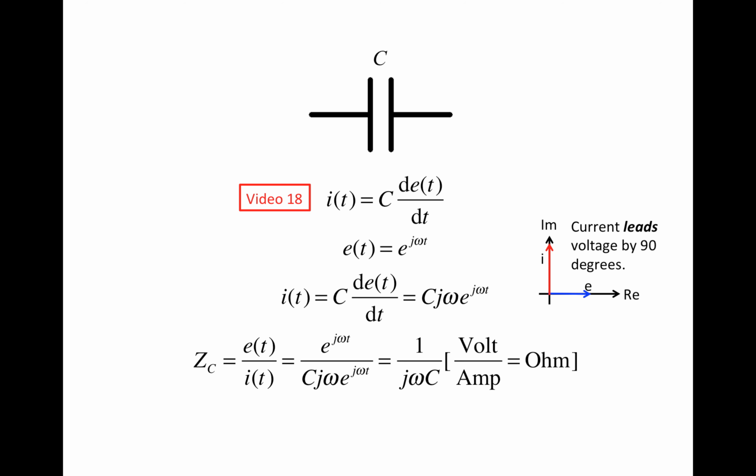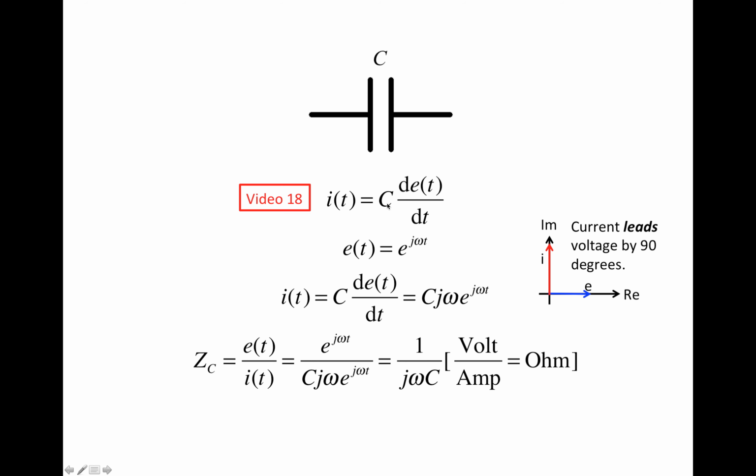So let's look at the capacitor first, right? In video 18, we gave the current voltage relation for a capacitor. The current flowing through it is proportional to the temporal rate of change of the voltage across it, with the constant of proportionality given by the capacitance C.